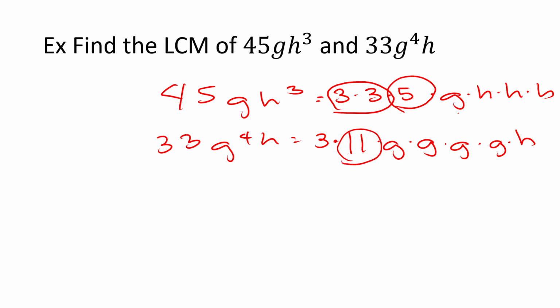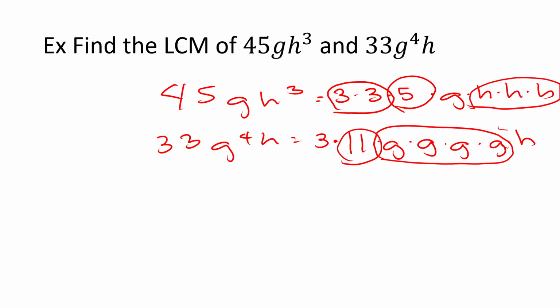Now we move on to the letters. Again, we're going to do the first factorization. So g occurs 1 time on 45 g h to the third and 4 times on 33 g to the 4th h. So the most times g occurs is 4 times. So circle that. And then moving on to the last letter, h, our variable. h occurs 3 times on 45 g h to the 3rd and only 1 time on the second prime factorization. So h occurs the most 3 times. So circle that.